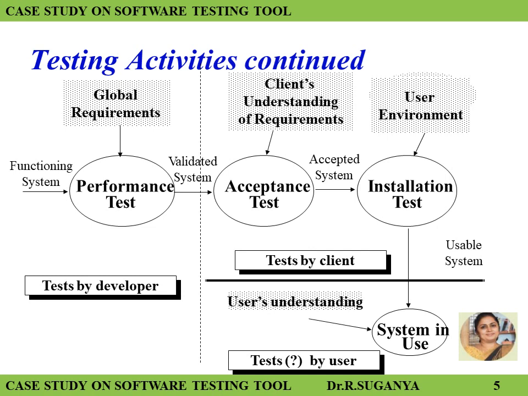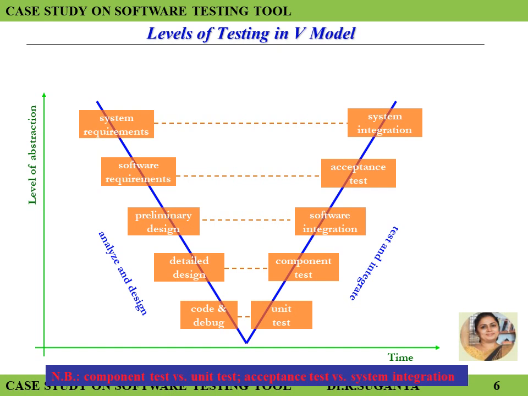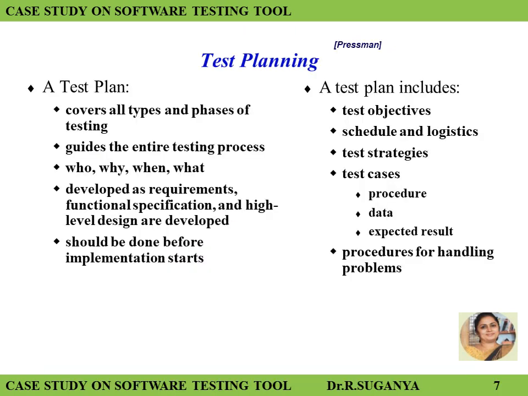Next is testing activities for the same developer, which continues from functional testing to performance testing, then acceptance and installation testing. So we have global requirements, the client's understanding of requirements, and the user environment. Now, levels of testing in the V model: system requirement, software requirement, preliminary design, detailed design, code and debug, unit testing, component test, software integration, acceptance and system integration. What will be the time taken from the first level to the last level?